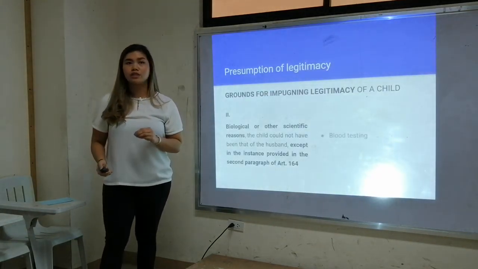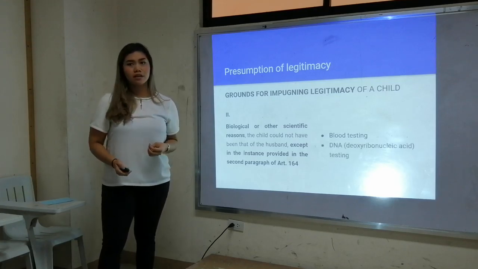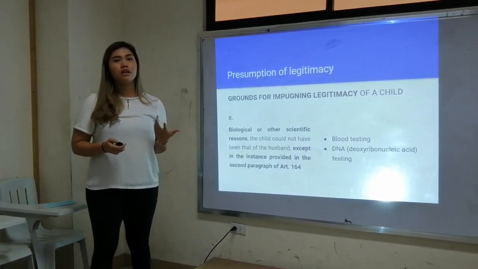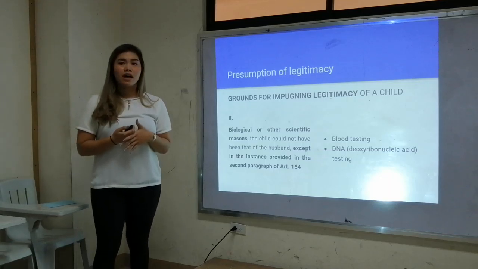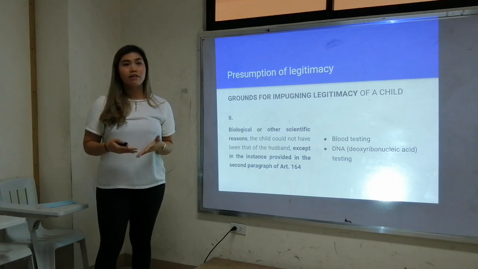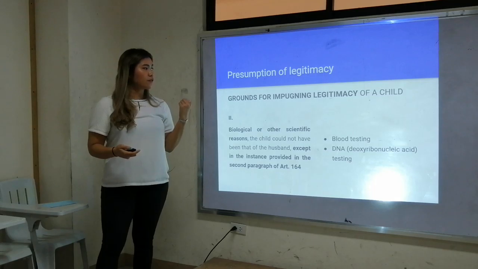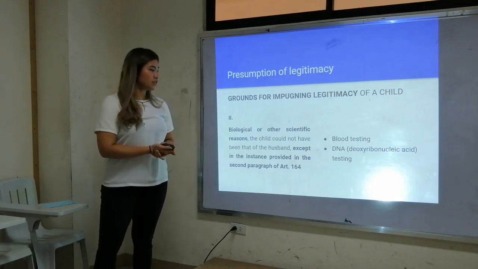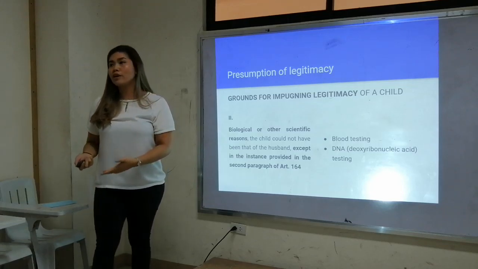The second would be, as mentioned earlier, biological or scientific reasons. Except as mentioned in the previous Article 164, if through artificial insemination both the husband and the wife have agreed, it's only valid. Therefore, for grounds for impugning legitimacy of the child, this is one of the grounds for it. How do we know it?